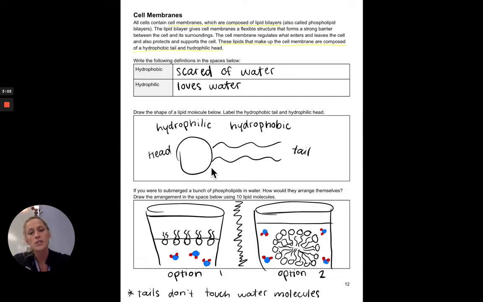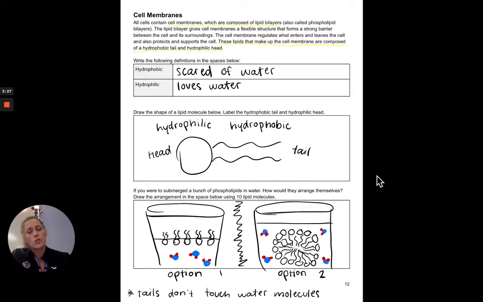And of course, these are molecules, right? So they're carbon, oxygen, hydrogen, all of those elements form these really cool structures. And we're not going to look specifically at how they bond and stuff like that. I just want you to know what the general shape of this molecule looks like. And then go ahead and label the head hydrophilic and the tail hydrophobic. All right, let's go to the next part here.